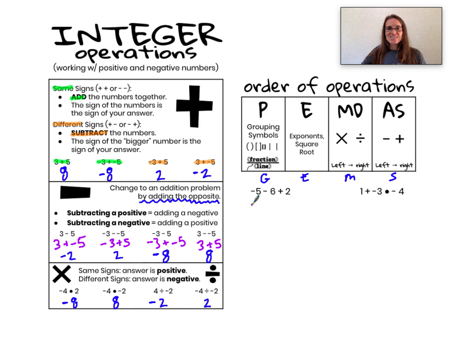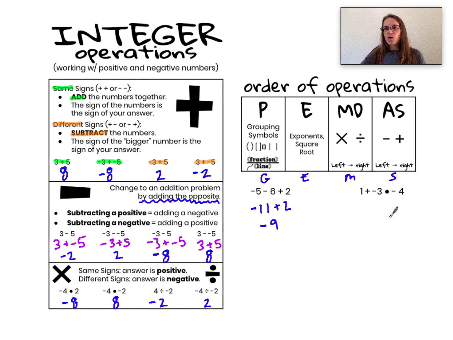-5 minus 6, oh, this is a great chance to practice a couple of things. -5 minus 6 is the same as -5 plus -6. -5 plus -6 is just 5 plus 6, which is 11, and then my final answer is negative. And then I need to add 2 to -11. -11 plus 2, I subtract. 11 minus 2 is 9. And then my bigger integer in absolute value is that 11, so my final answer is -9.